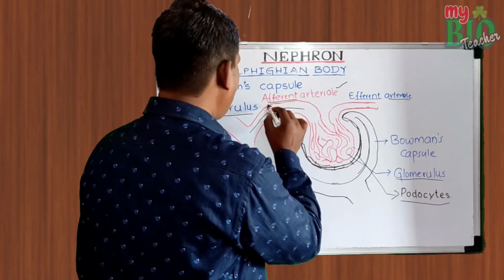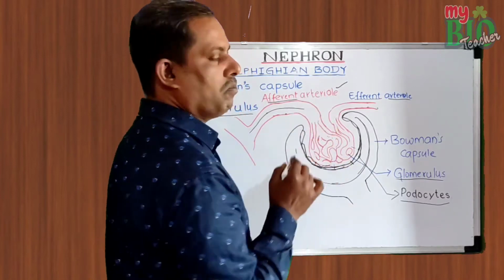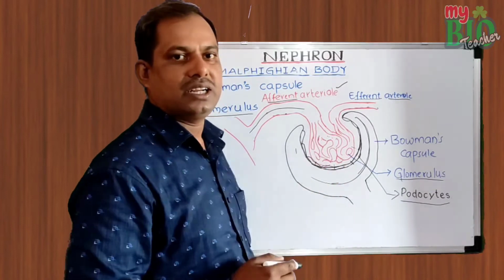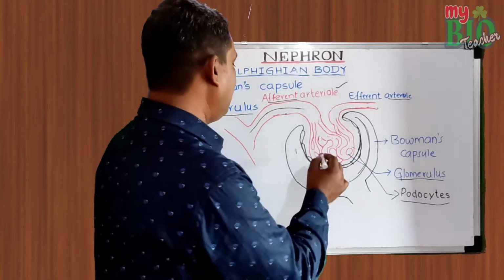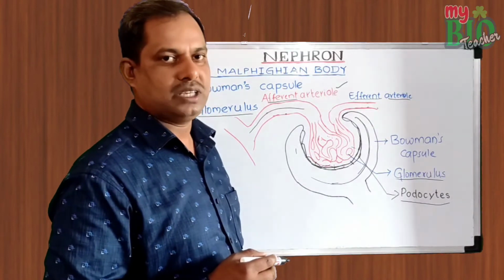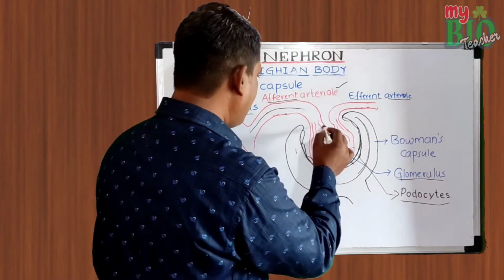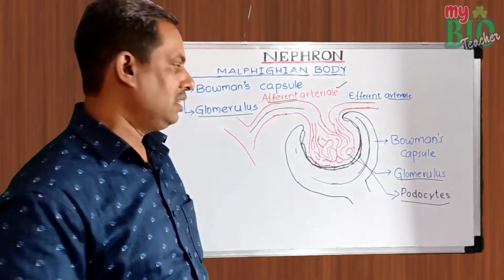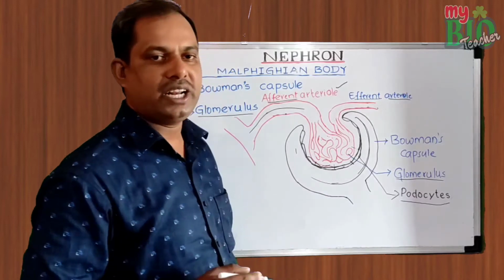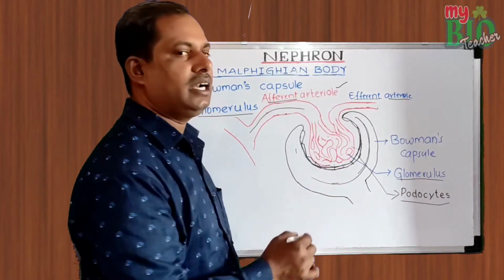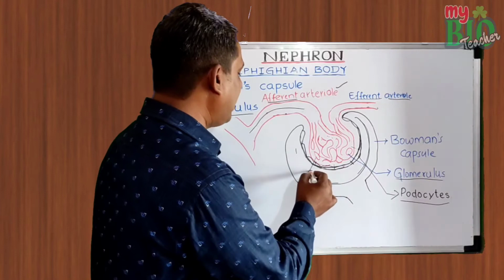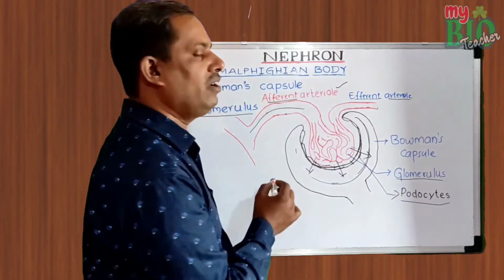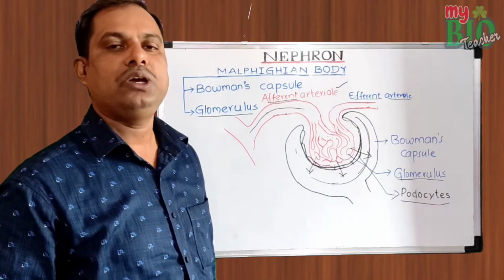That means when blood enters into the Bowman's capsule, because of the pressure generated, filtration occurs in the Bowman's capsule. The liquid present in the blood comes out and is collected in this cup-shaped structure. This liquid is called primary urine.